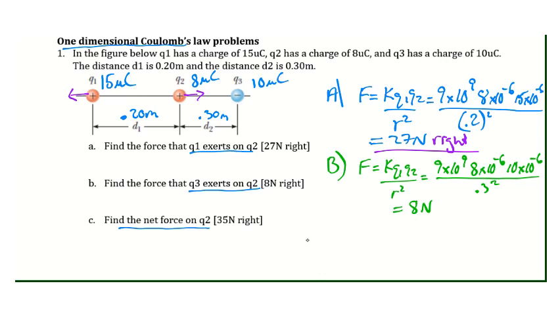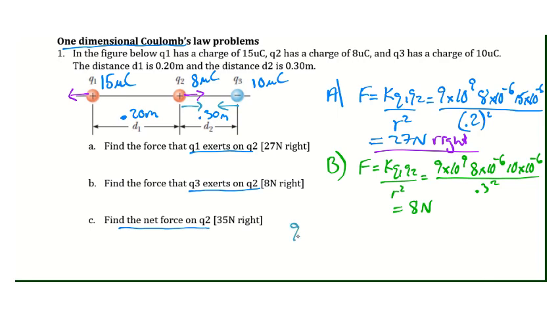So now let's consider Q2 and Q3. Are they going to attract or repel? Well, Q2 is positive, Q3 is negative. They are going to attract. So I'll draw those forces up there. So now let's think about this.